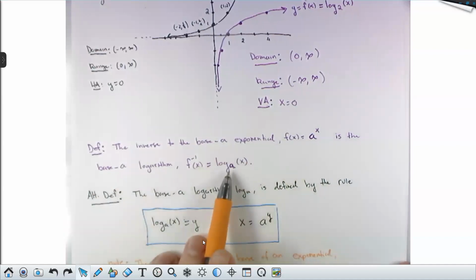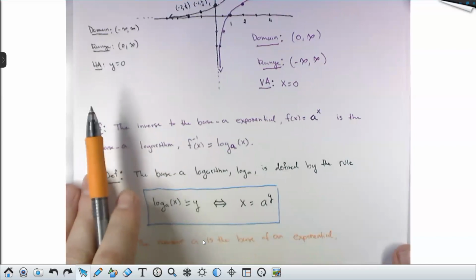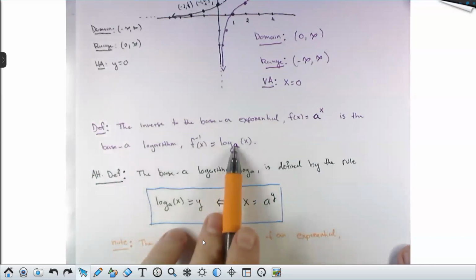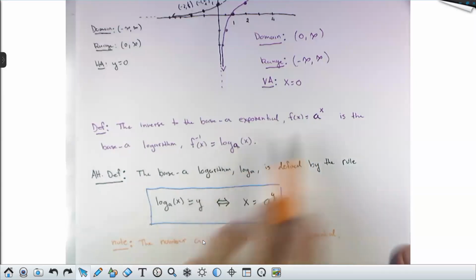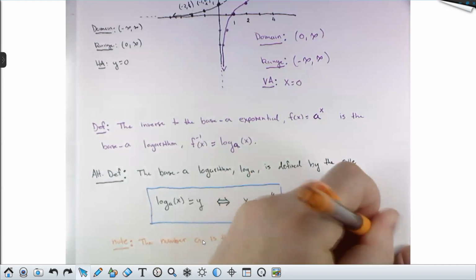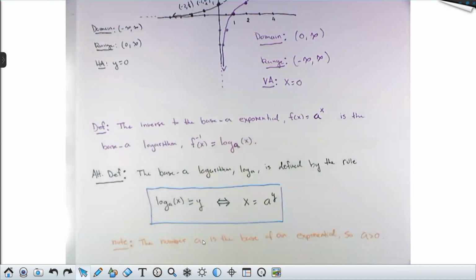So when you're talking about the base a logarithm here, we're still assuming that a is positive, because that number a is the base of an exponential. You can always assume that the base a is greater than 0. You'll also never see a equal to 1, because then this would be a constant function, but that doesn't really ruin anything for us. It's just not as exciting.